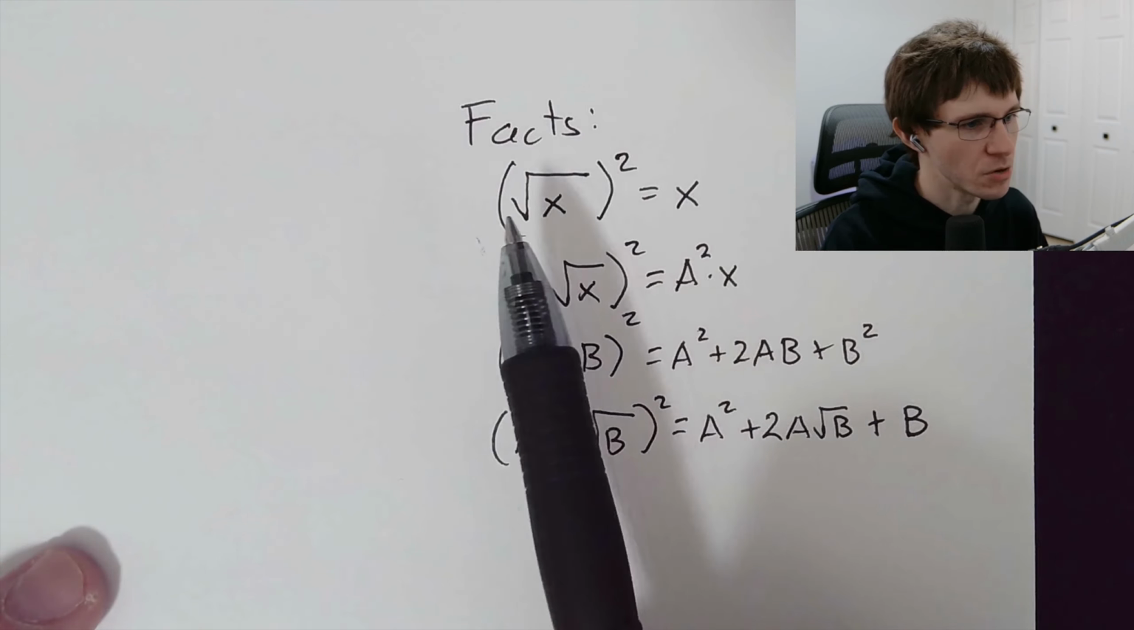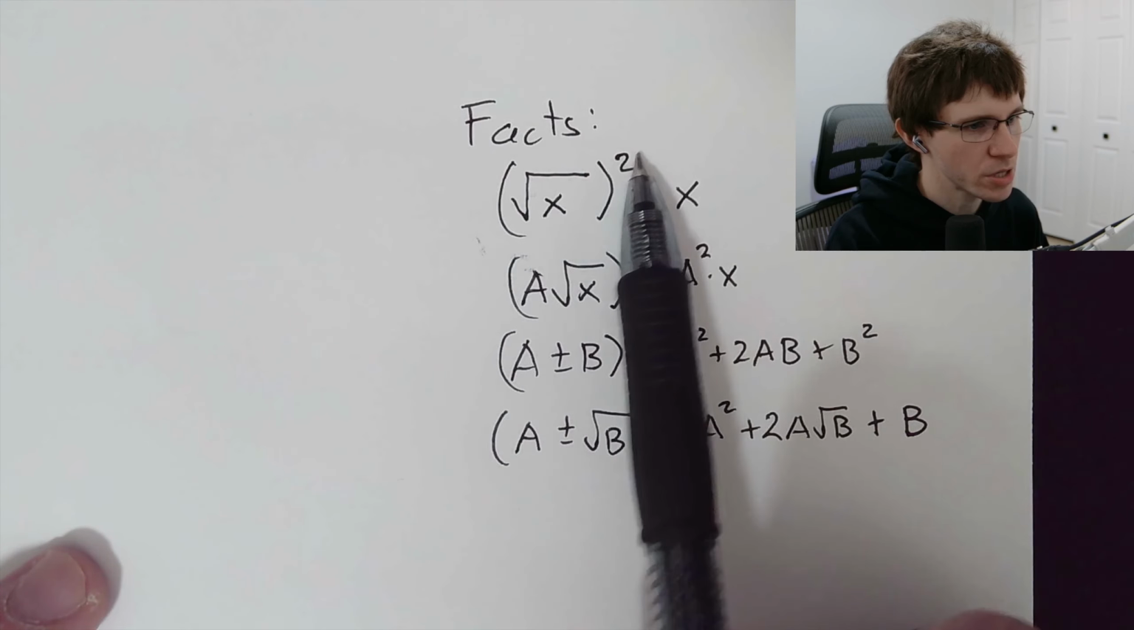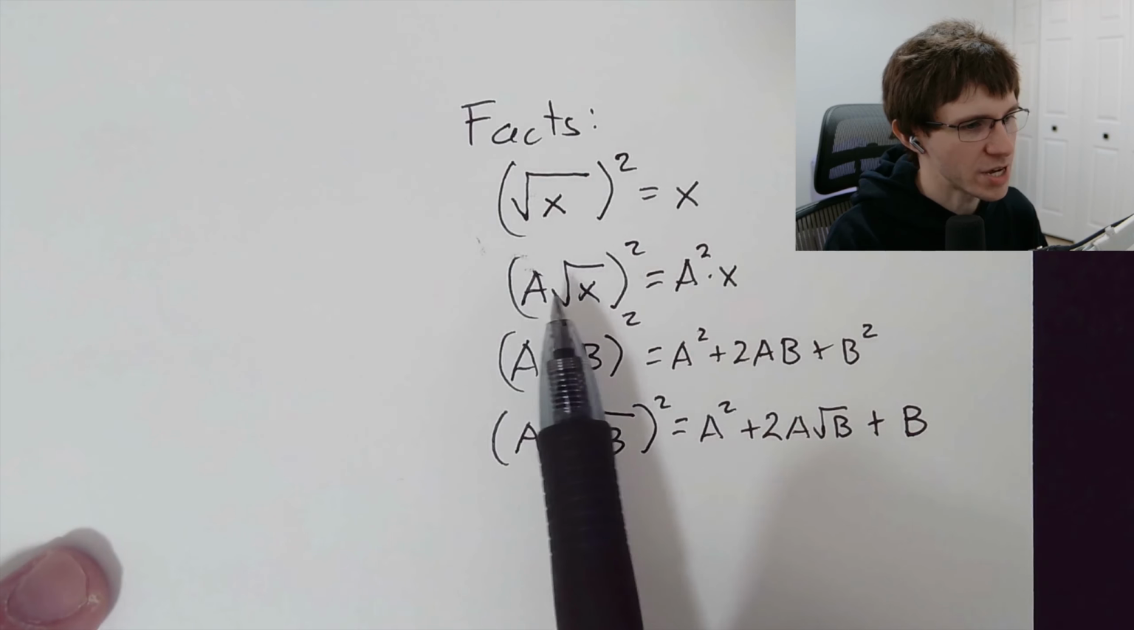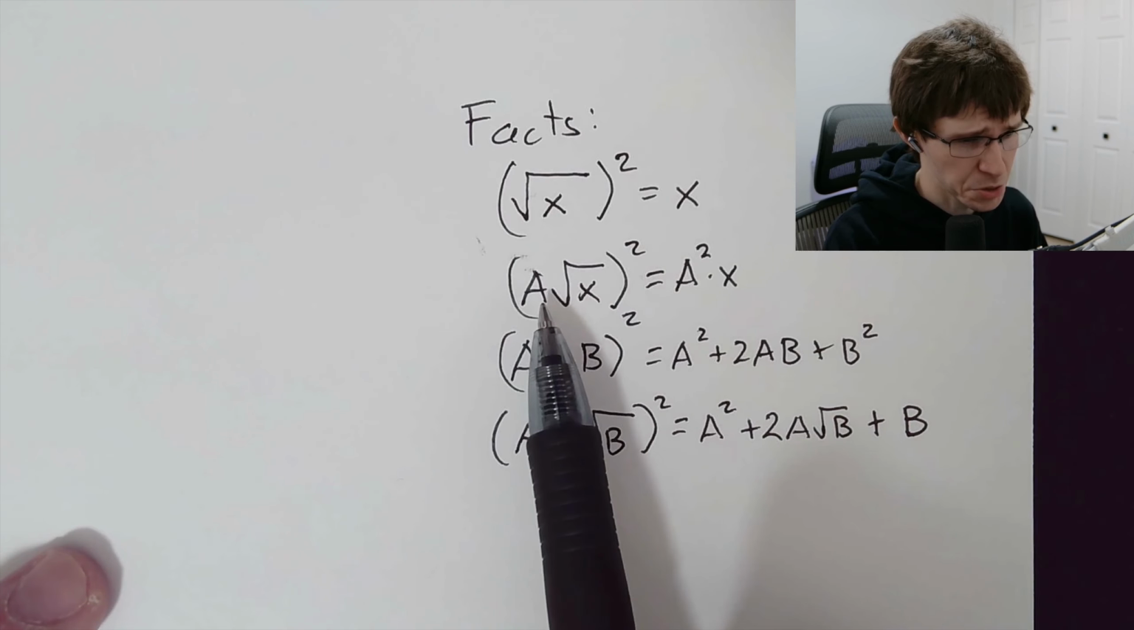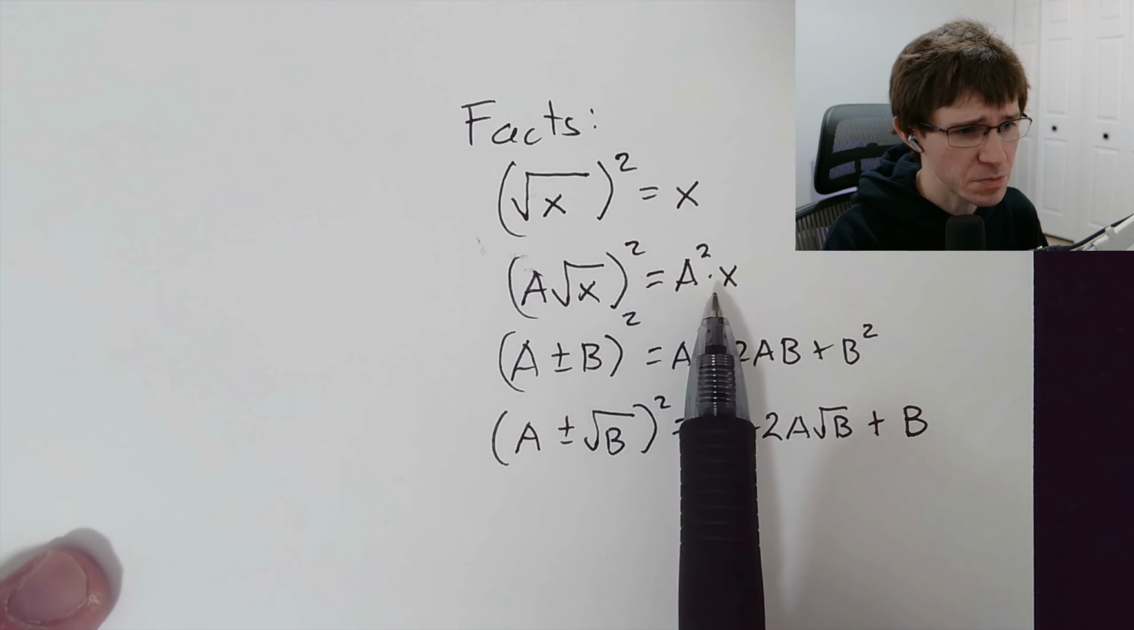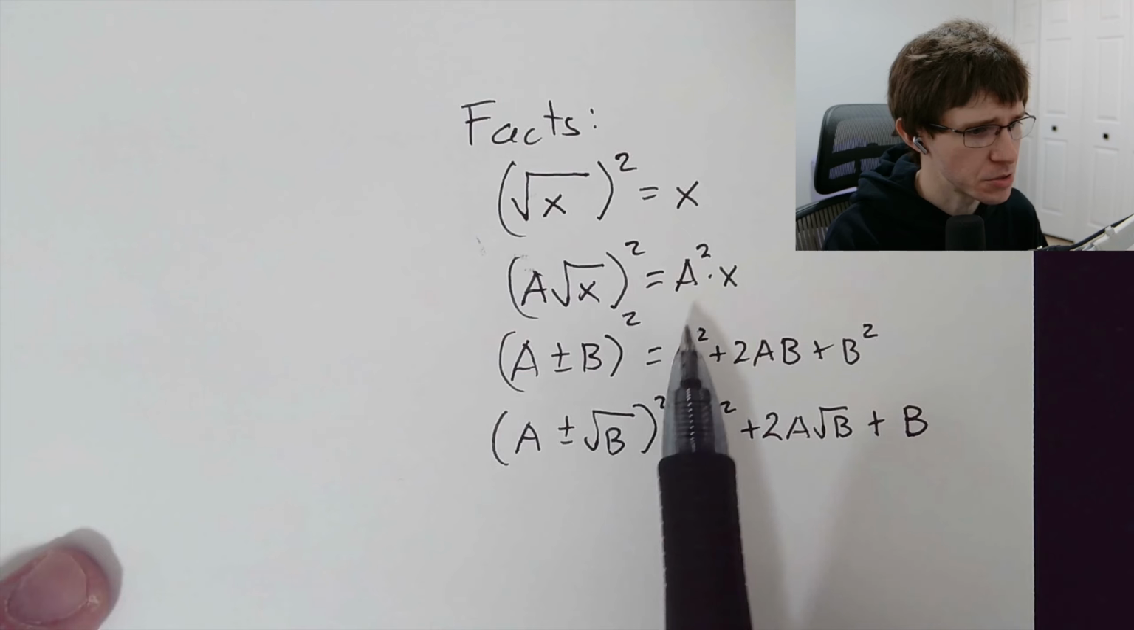Before we actually solve the equation, we have to make sure we know some facts. Here are the facts we have to know. If you have a square root and you square it, the square root disappears. If you have a number in front of that square root, please note, not with the adding part, but with multiplying, you'll square the number in front, but the square root still disappears. You end up multiplying the two together.